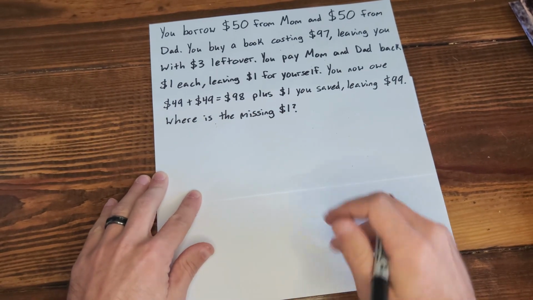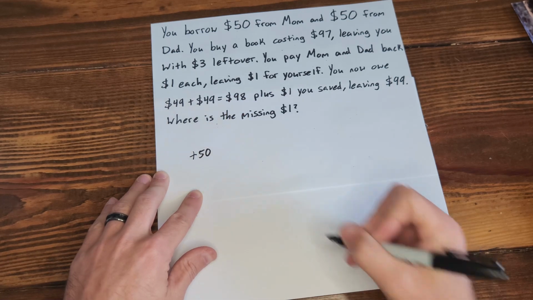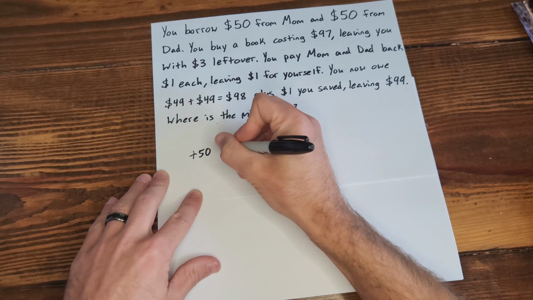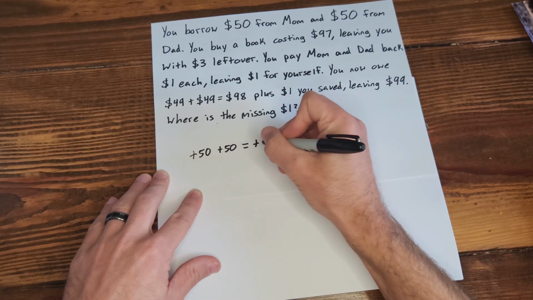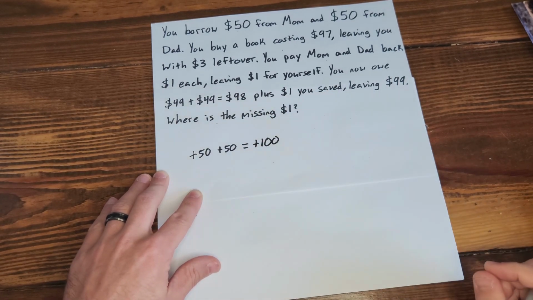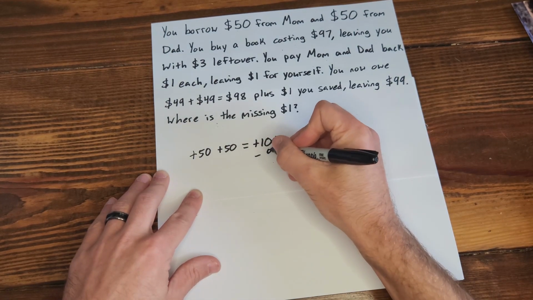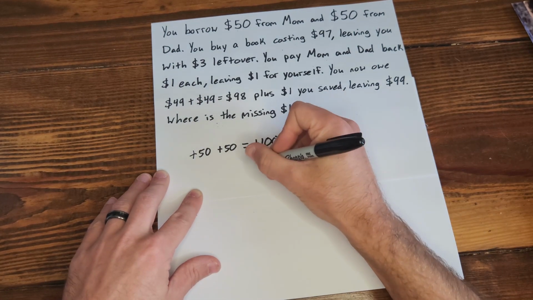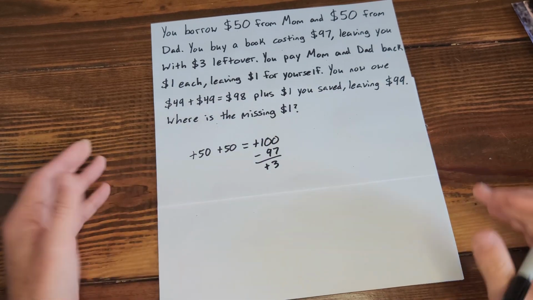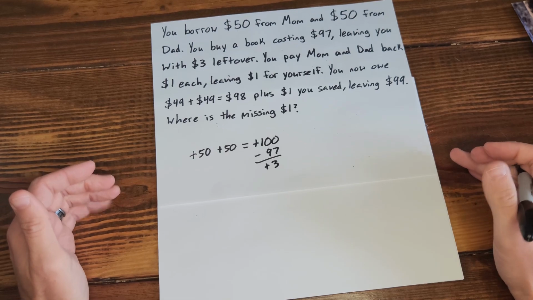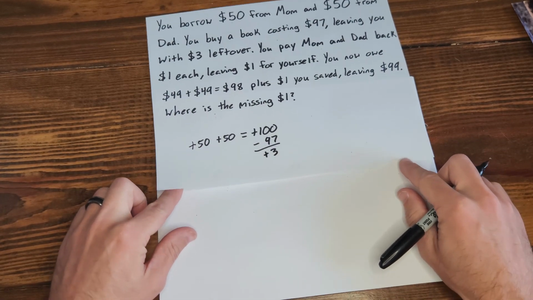Okay, so what happened to the other dollar here is, if we take a look at the original problem, the original problem says we gained $50 from our mom, and then we gained $50 from our dad. That means we are a positive $100. Now, like we said, we spent $97, which leaves me with gaining $3. Now, this is the way that most people look at this problem. However, we can't look at it like this. We have to look at this a little bit differently.